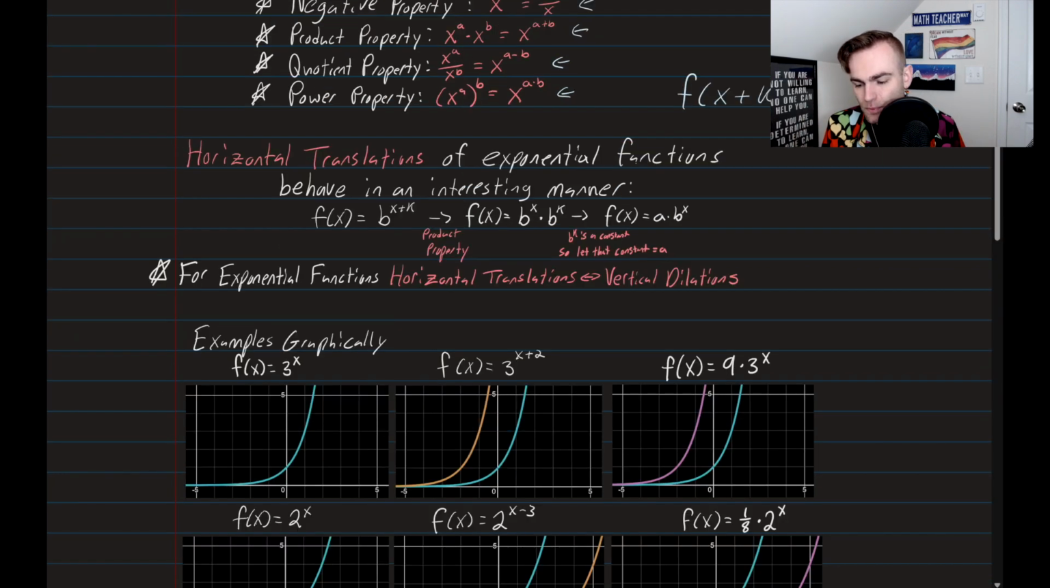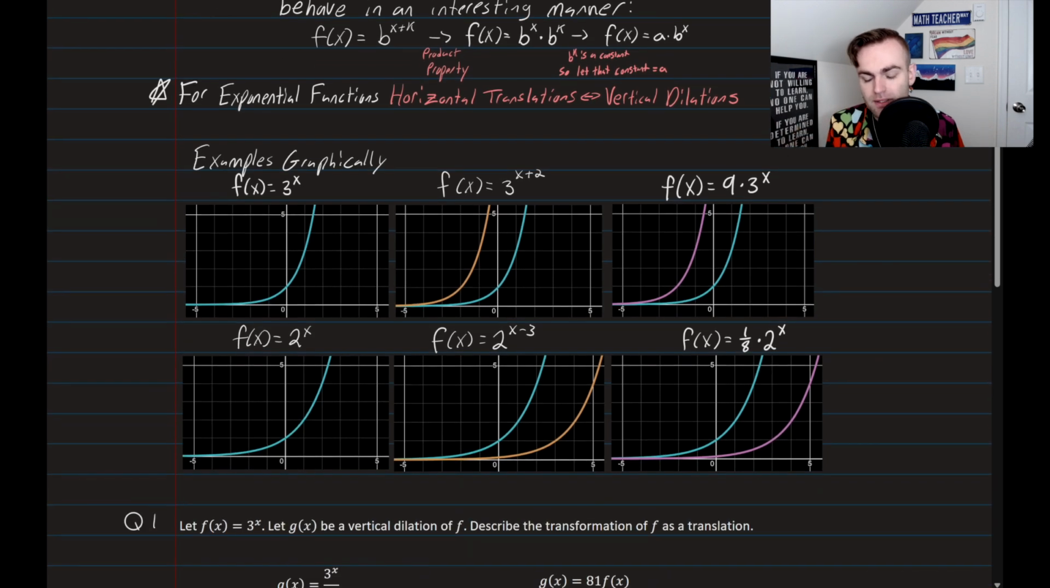I've got some examples graphically, so you don't have to take my word for it. The first one we have is 3 to the power of x. If I shift it to the left 2, which means that I add 2 to it, I get this orange function here. But if I multiply 3 to the power of x by 9, I get this purple function. We can look and verify that they share all of their points, and by sharing all of their points, they therefore are equivalent. So that's nice, that's cool. How does that relate? Well, 3 to the power of 2 is 9.